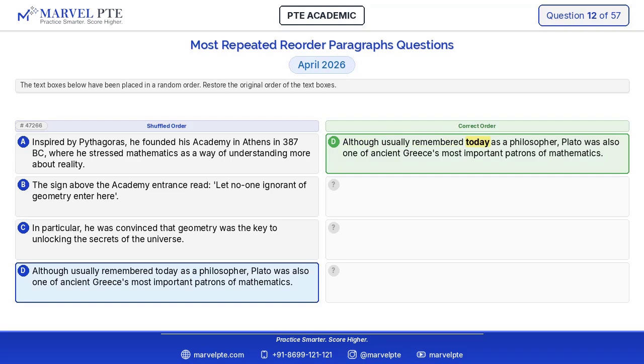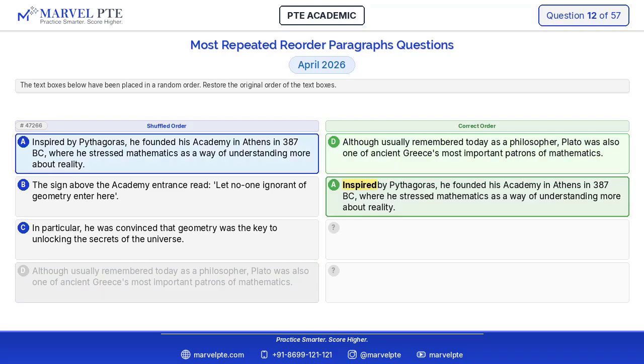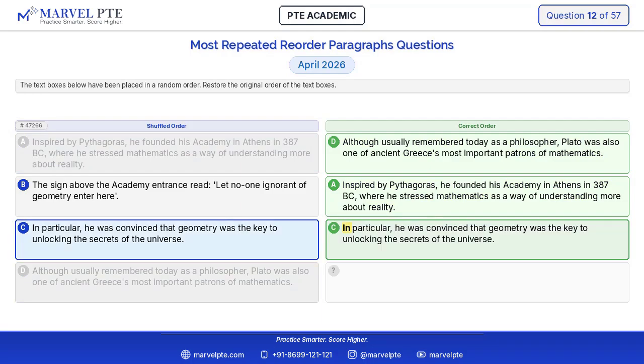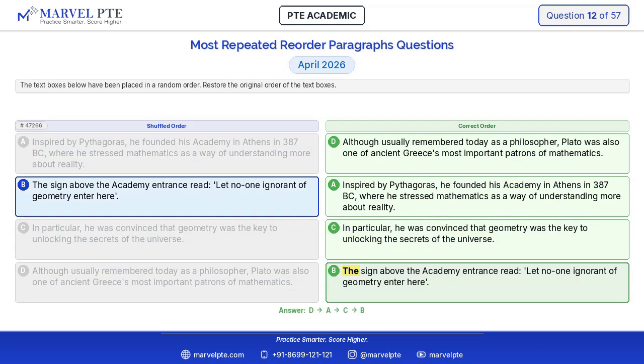Although usually remembered today as a philosopher, Plato was also one of ancient Greece's most important patrons of mathematics. Inspired by Pythagoras, he founded his academy in Athens in 387 BC, where he stressed mathematics as a way of understanding more about reality. In particular, he was convinced that geometry was the key to unlocking the secrets of the universe. The sign above the academy entrance read, "Let no one ignorant of geometry enter here."